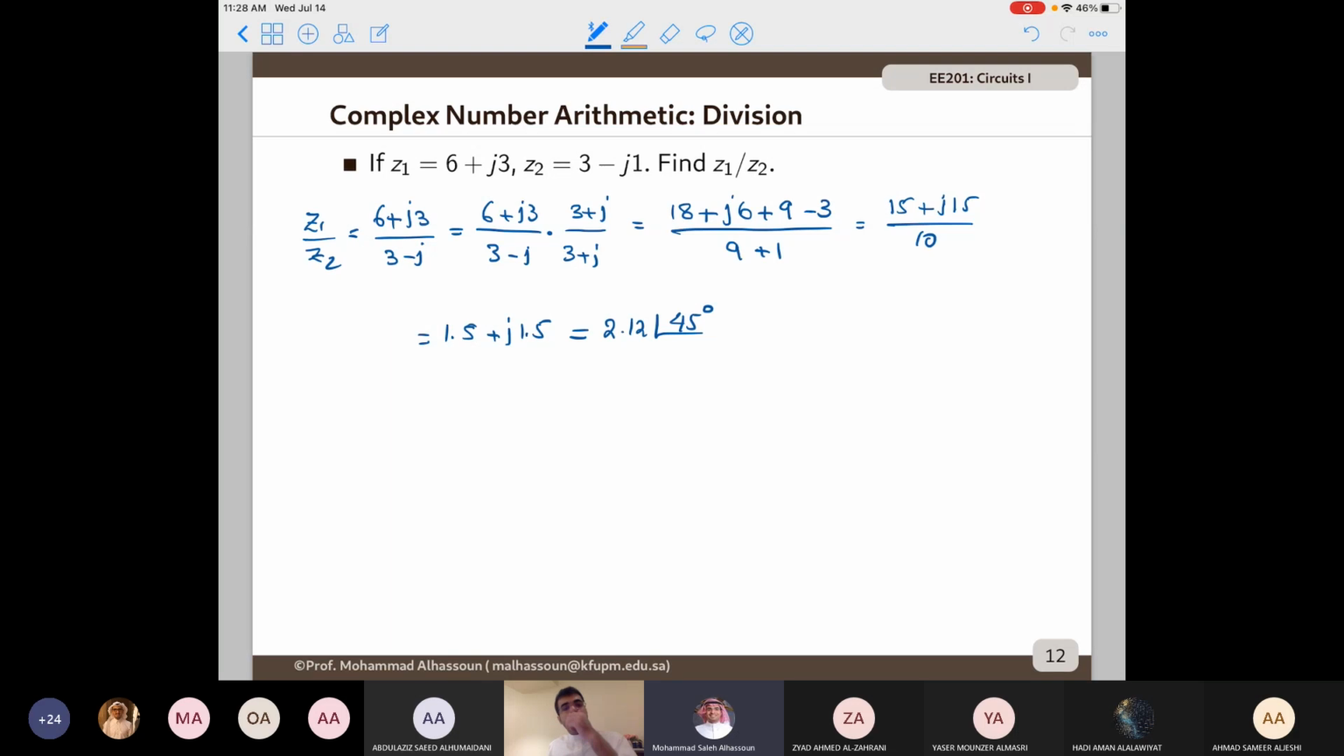So notice two things here. The first one is whenever the real part and the imaginary part are equal, the angle between them is 45 degrees. And the magnitude will be, you take one of them and multiply it by the square root of 2. If you take 1.5 and multiply it by the square root of 2, this is going to give you 2.12. But the point here, when you divide them, is that you multiply the numerator and the denominator by the complex conjugate of the denominator. The other option is actually to convert it into polar form.